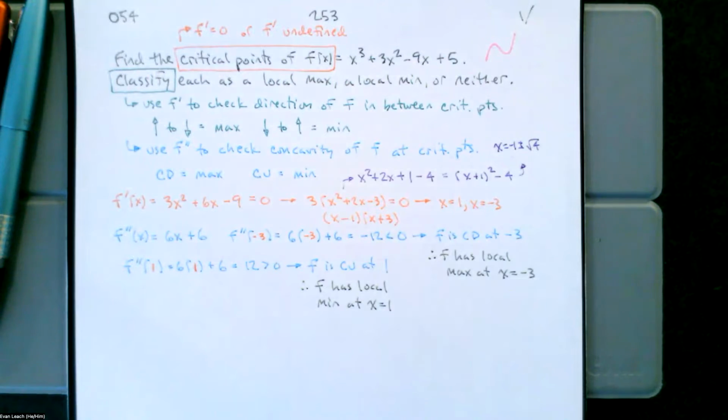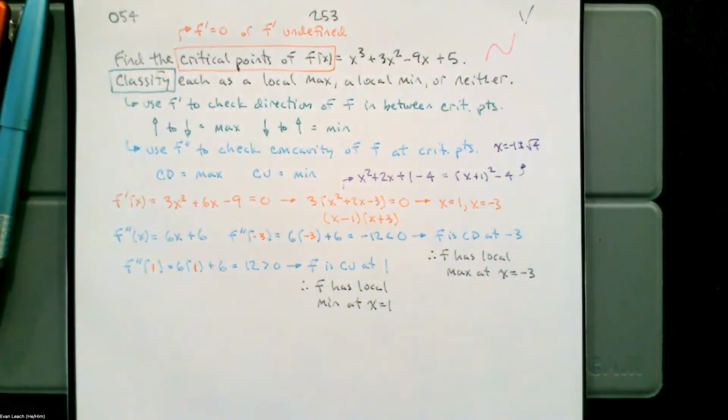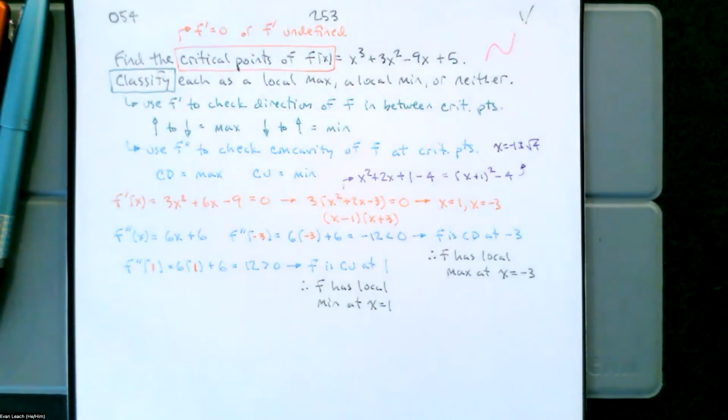That is the outline of our strategy. First derivative to find the critical points, second derivative to classify the critical points. We can also break up the x-axis into before -3, between -3 and 1, and then after 1, and decide whether the first derivative is positive or negative in each of those intervals. As we know, the two places where the first derivative is 0 will tell us that the function changes from increasing to decreasing or from decreasing to increasing.